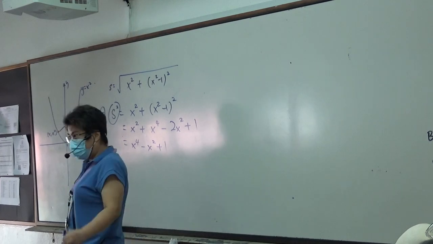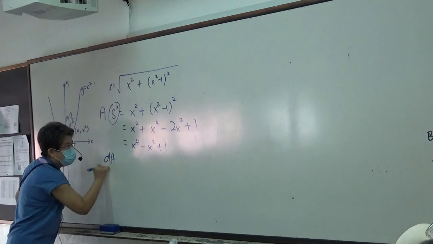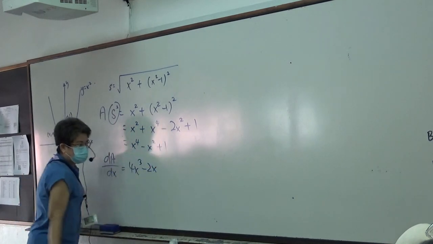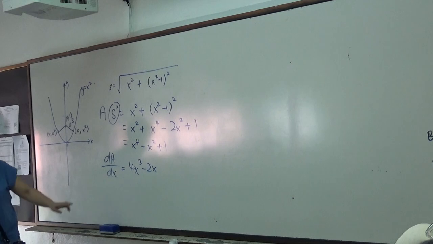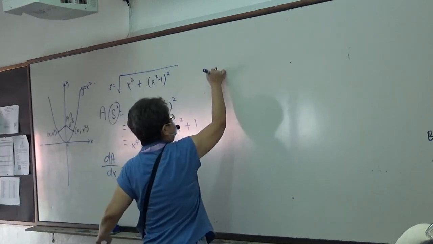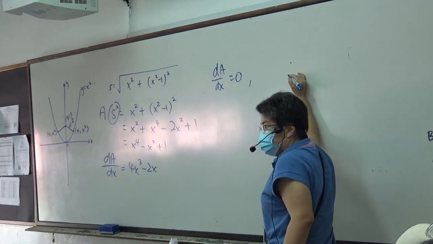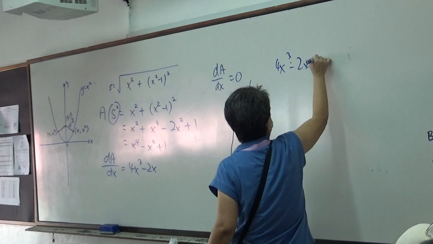Understand? Let's say A is s squared. Everybody okay? So I will have dA/dx will be 4x cubed minus 2x. Am I right? So, for this to be the maximum or minimum, this must be 0, right? So 4x cubed minus 2x must be 0.